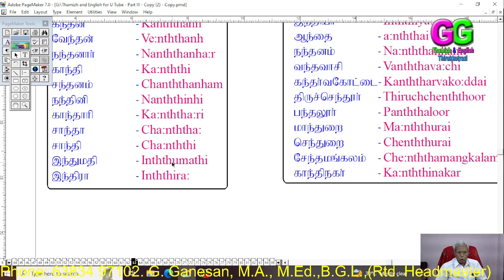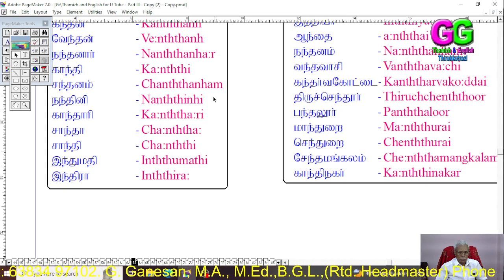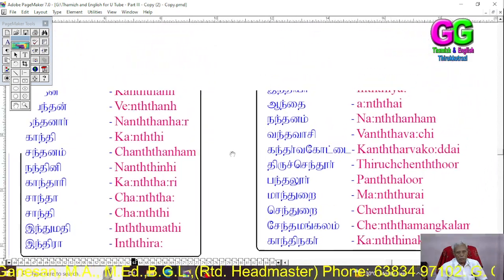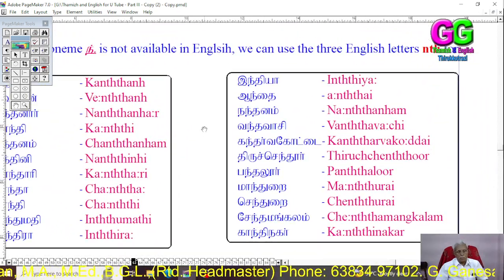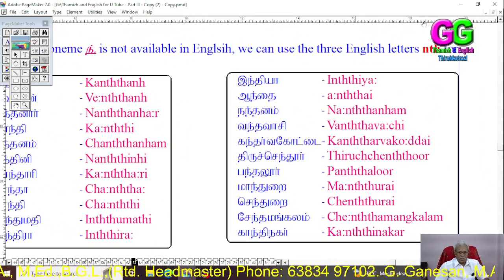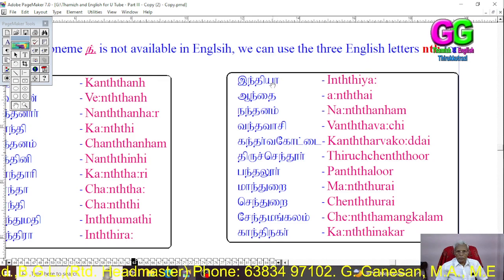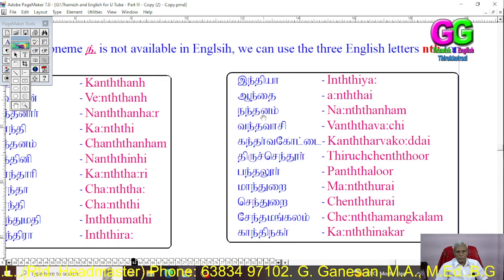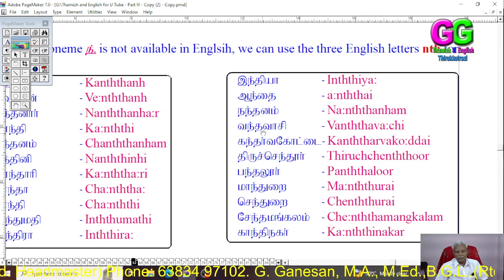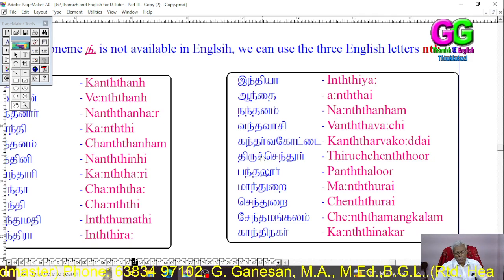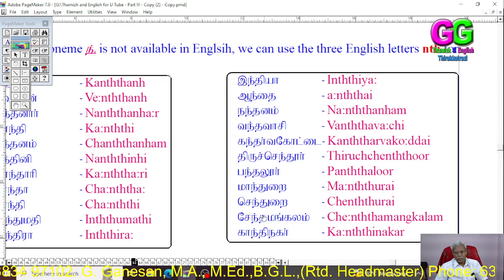E, in, tu, ma, ti, Indumathi. E, in, ti, ra, Indira. So thus we have seen the names of people. Now let us see the names of places, rivers, etc. India, Andai, Nandanam, Vandavasi, Kandarvakotai, Tiruchendur, Pandalu, Mandurai, Chendurai, Chendamangalam, Kandinagar.